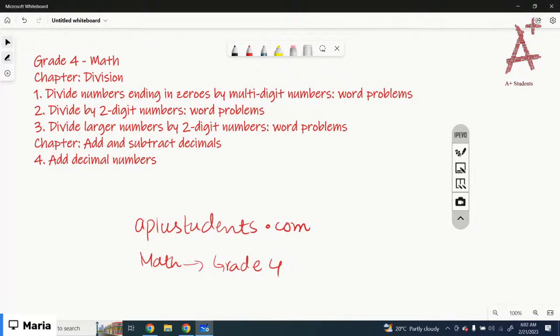The lessons we're going to cover today from the chapter are divide numbers ending in zeros by multi-digit numbers word problems, divide by two-digit numbers word problems, divide larger number by two-digit numbers word problems. Then we'll start the new chapter. It is add and subtract decimals, and the lesson is add decimal numbers. So let's just start with the first lesson.